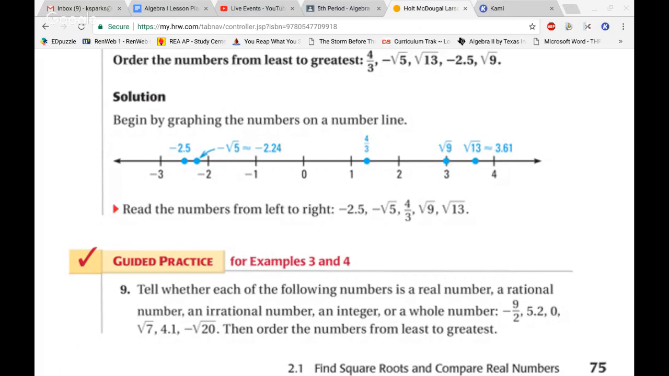So does that make sense to you? Basically, when you're ordering numbers, you're converting everything to a decimal. And then the other thing that we needed to do was talk about whether each individual number was a real number, rational, irrational, an integer, or a whole number. And that's a mouthful. So let's go through each one and kind of talk about it. The negative 9/2. All of these are real numbers.